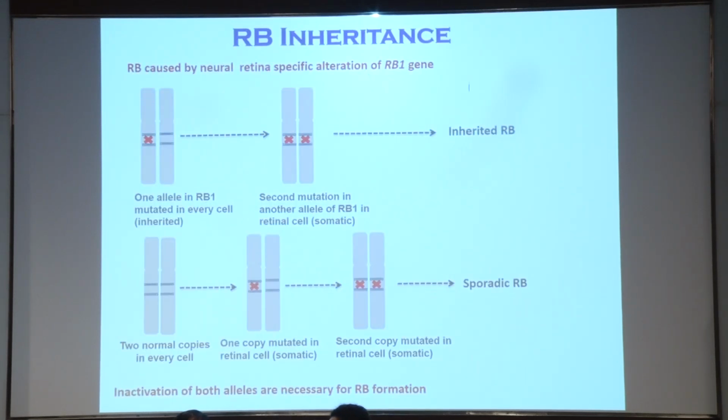So you all as students should remember that in inherited retinoblastoma, one allele in the RB1 is already inherited. That is, every cell in the body will have that mutation, and the second mutation happens in the retina. So this is important for us to understand. That becomes the inherited entity. Whereas in the sporadic entity, which is non-inherited, both mutations occur in the retina, which means the rest of the cells are devoid of the mutation.